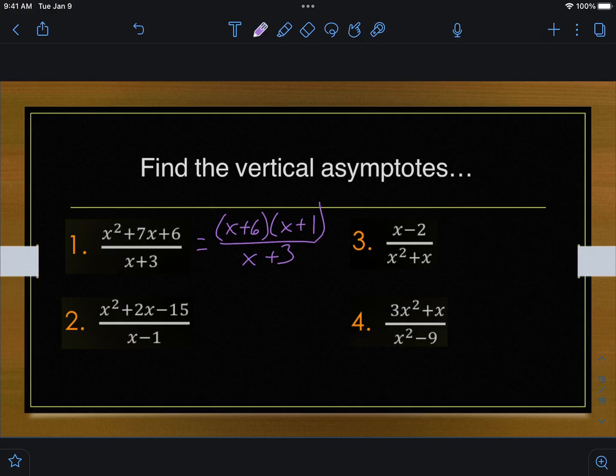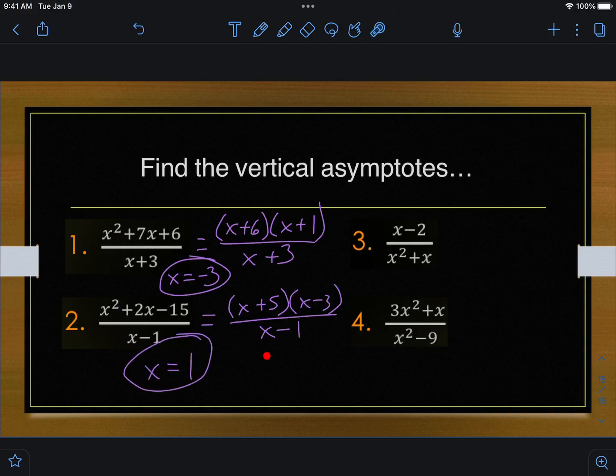Just to be sure that nothing cancels out, for the first one, x equals negative 3 would be our vertical asymptote. It is the equation of a line, so it should be x equals negative 3. That is a vertical line at negative 3. This one is going to be x plus 5 times x minus 3 over x minus 1. Again, nothing cancels out there, so I'm safe to know that x equals positive 1 is a vertical asymptote. If there was another x minus 1 so it canceled out, it would not be an asymptote. It would be a hole in the graph.